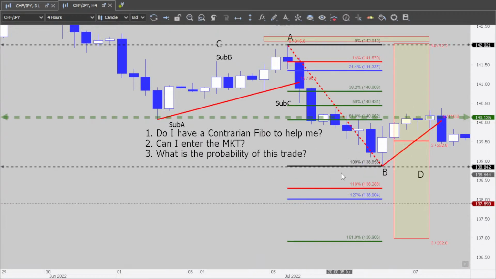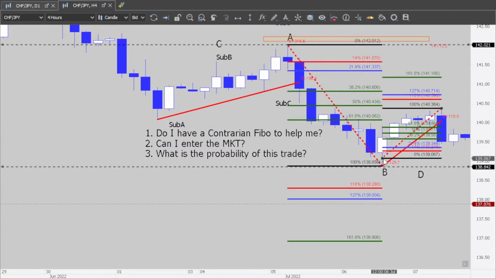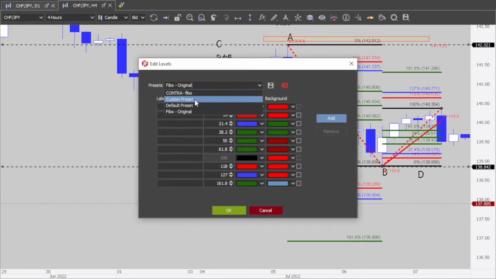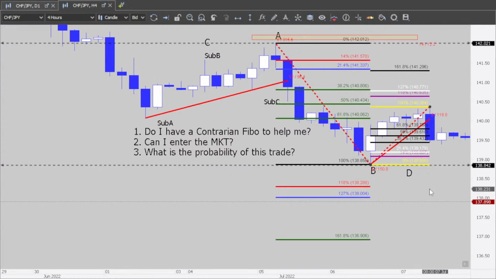Now, everybody, I'm going to delete this one, this one. Now we can draw the contrarian Fibonacci, right? This is the contrarian Fibonacci. We're going to color code it differently. Well, we knew already it was a 50% rate. And now we are going to see how this is going to play out.